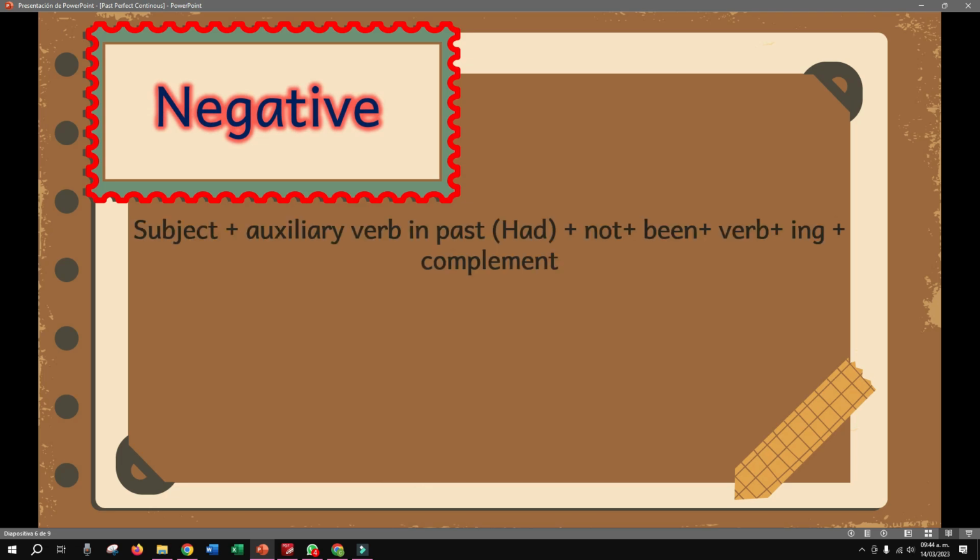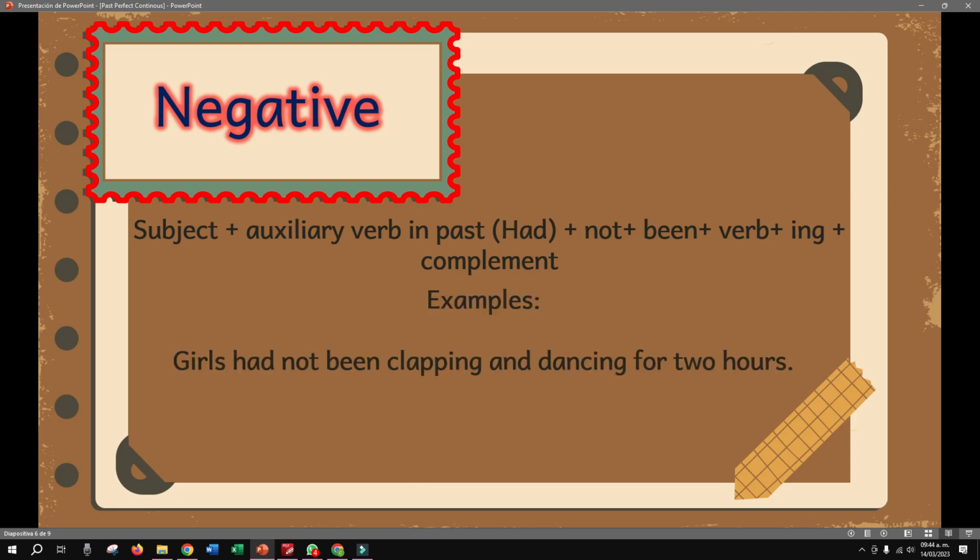For the negative form, you are going to need first the subject, then the auxiliary verb in past, had. Then after the first auxiliary, you're going to use the word not. That will be the negative word there. Then you need the verb to be in past participle, that is the second auxiliary, right? And the main verb with ing plus the complement. So don't forget that you're going to use the negative word after the first auxiliary. Examples.